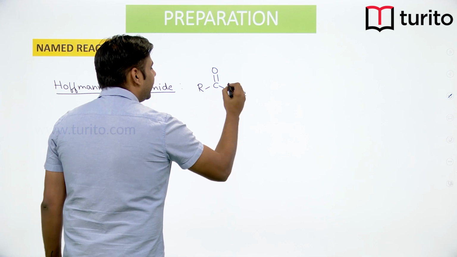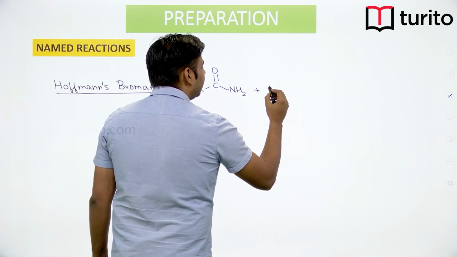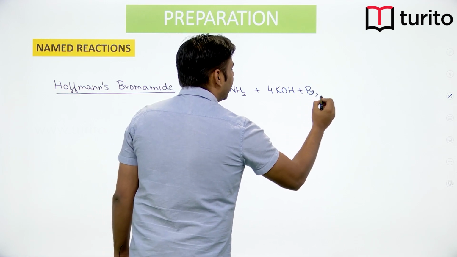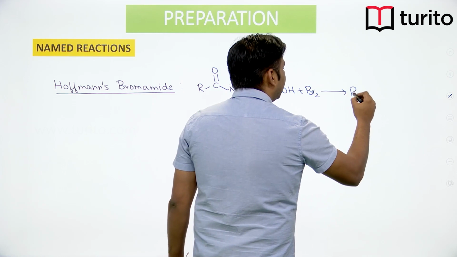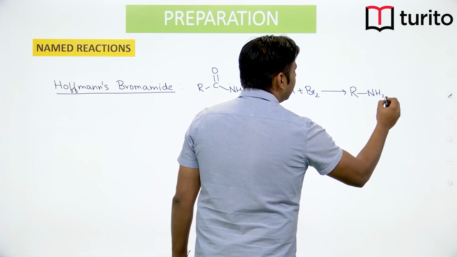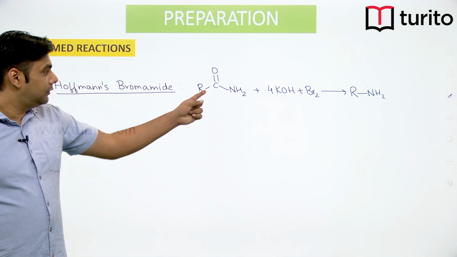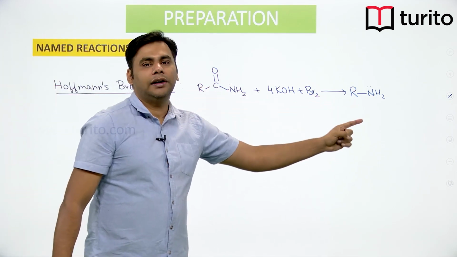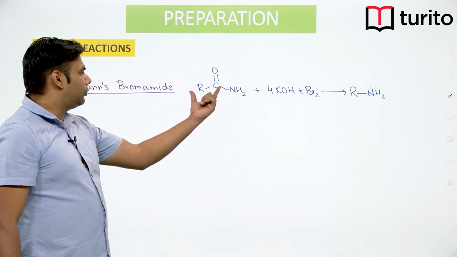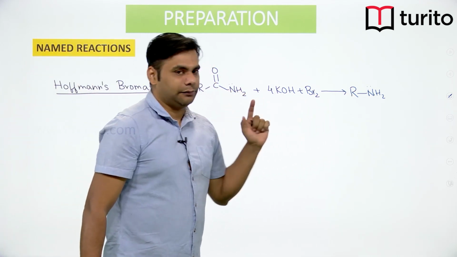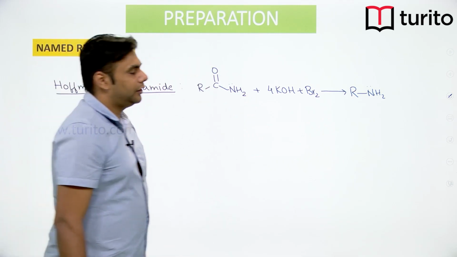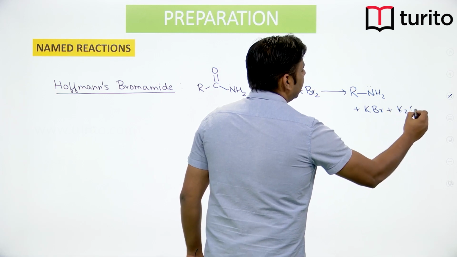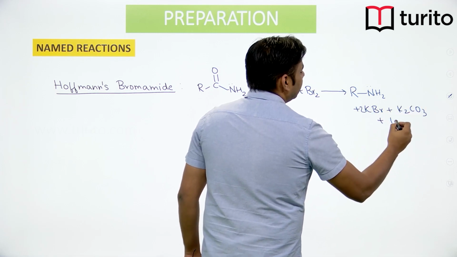Basically, in the Hofmann bromamide reaction we are taking an amide, and we are adding 4 moles of KOH and bromine to this molecule, and we will be getting a step down amine. Now what is a step down amine? If you consider this molecule, this is having 1 more carbon and this is having 1 less carbon. So if there are suppose x number of carbons over here, this will have x minus 1, because this carbon is going out. So we will be getting KBr plus K2CO3 plus water.